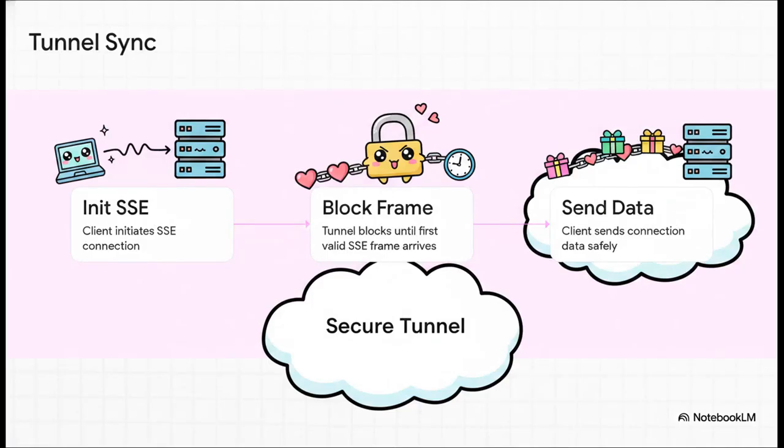Also under the hood, v0.3.0 completely hardened the underlying tunnel synchronization. Previously, there was this sneaky little race condition where a client might fire a POST request with data before the server had fully registered the SSE stream session. Well, now, the startup sequence explicitly blocks. It waits patiently until the very first valid SSE frame arrives. This guarantees the connection is completely locked in and synced up before any sensitive connection data is ever transmitted.